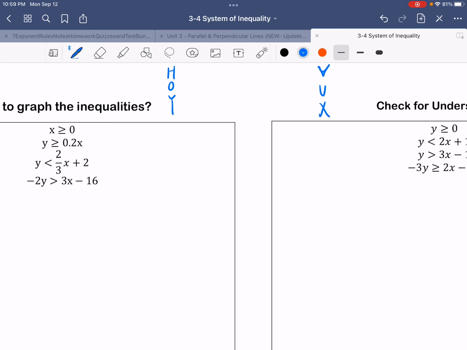So what does HOY mean? H stands for horizontal, so horizontal line, O stands for the 0, and Y stands for the Y value. VUX, on the other hand, V stands for the vertical, U stands for the undefined slope, and X stands for the X value.